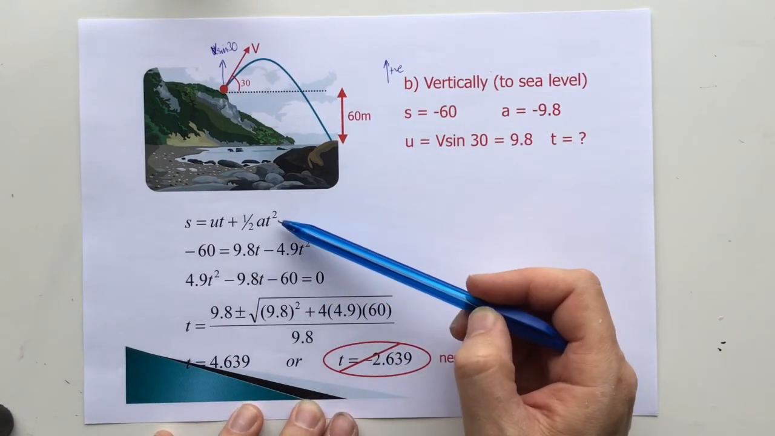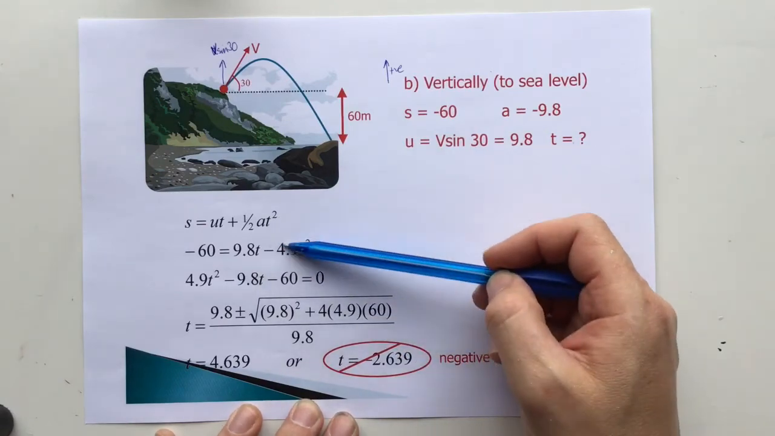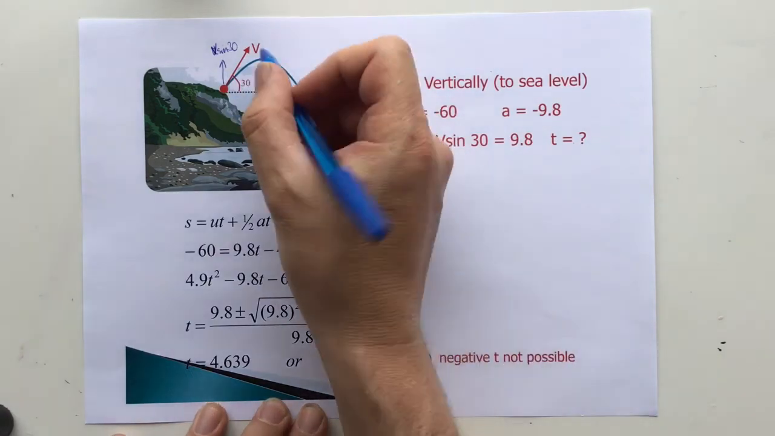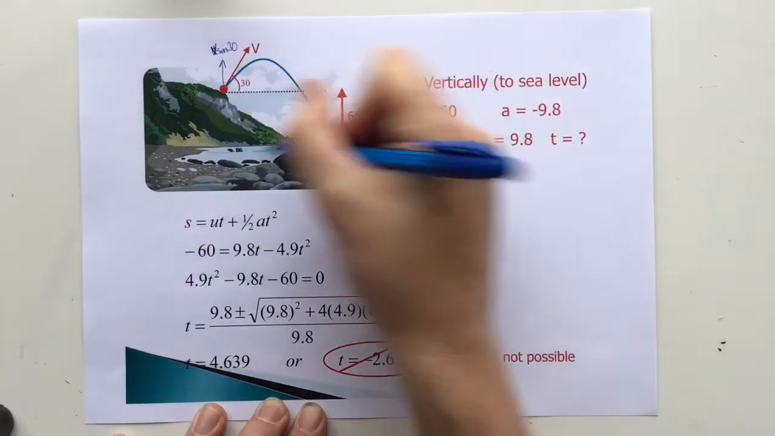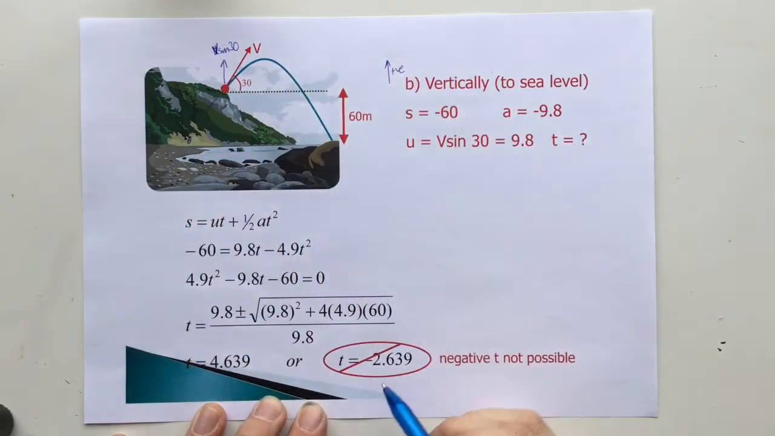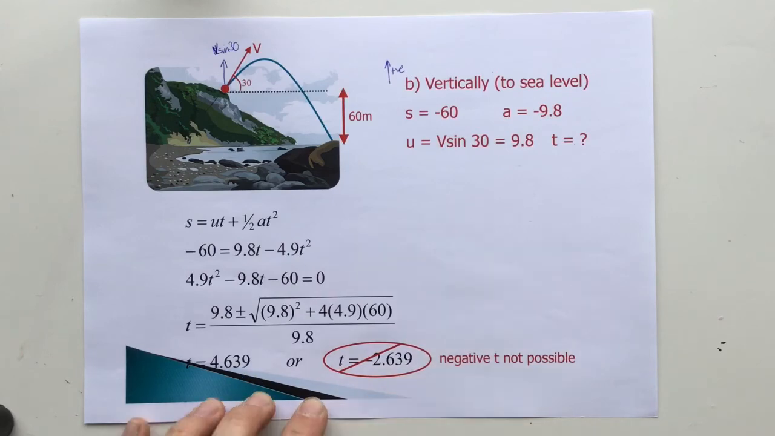So again, we put that into one of our UVATS equations. This time we get a quadratic equation, which we just use the formula for, and we get two answers. One is 4.639, or t is minus 2.639. Now, imagine if you go back in time, it's going to be minus, so you get that symmetric shape there. But that's not possible. We can't go back in time. And so our final answer here is 4.639.